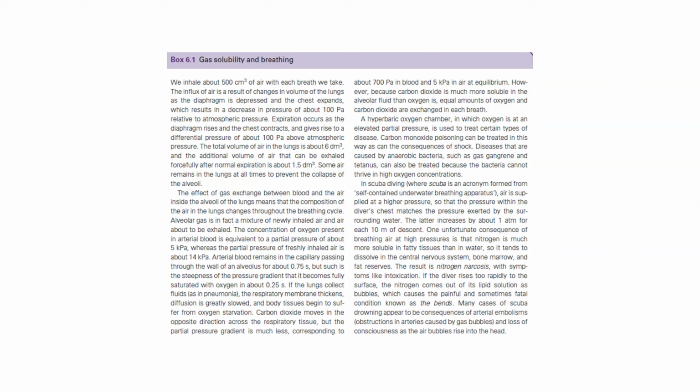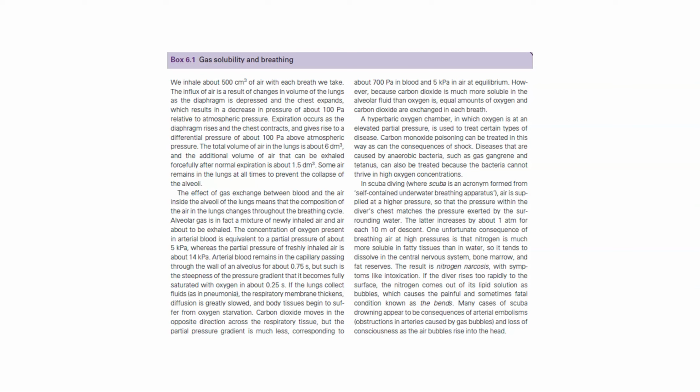The concentration of oxygen present in arterial blood is equivalent to a partial pressure of about 5 kilopascals, whereas the partial pressure of freshly inhaled air is about 14 kilopascals. Arterial blood remains in the capillary, passing through the walls of an alveolus for about 0.75 seconds. But such is the steepness of the pressure gradient that it becomes fully saturated with oxygen in about 0.25 seconds. If the lungs collect fluids, as in pneumonia, the respiratory membrane thickens, diffusion is greatly slowed, and body tissues begin to suffer from oxygen starvation.